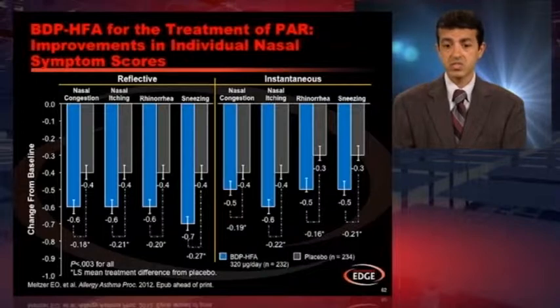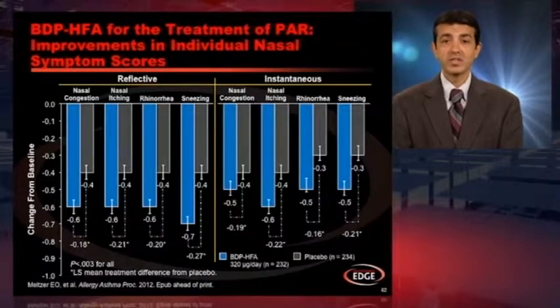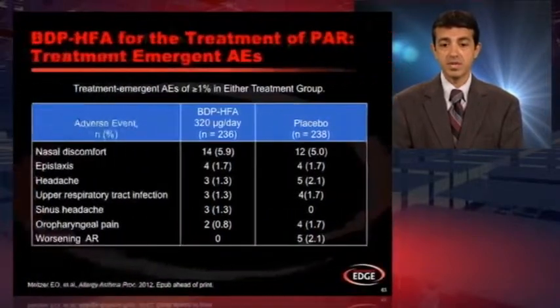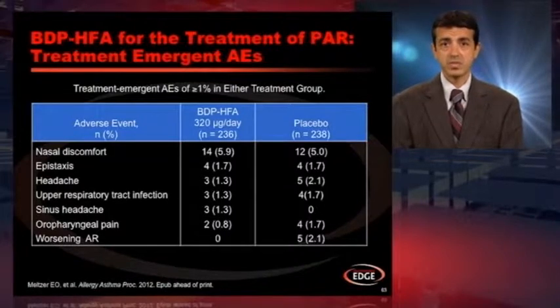On the y-axis is a change from baseline, very standard. In all the individual domains of the TNSS, congestion, itching, rhinorrhea, and sneezing, you see improvement over placebo, both in the reflective and the instantaneous. Here again, you see the side effects. On the left is the BDP-HFA, on the right is placebo, and it looks relatively similar between the 2 arms.